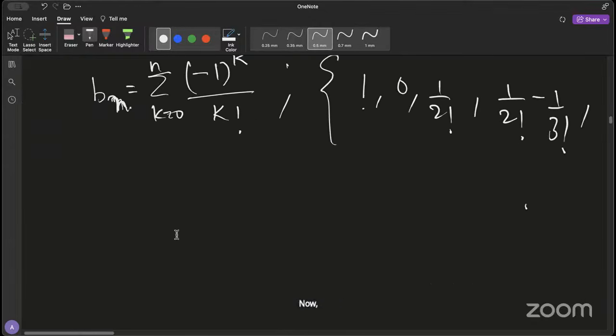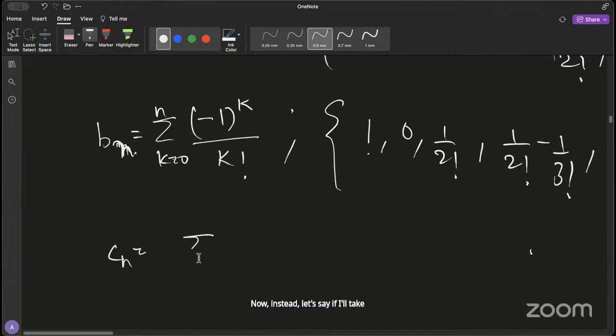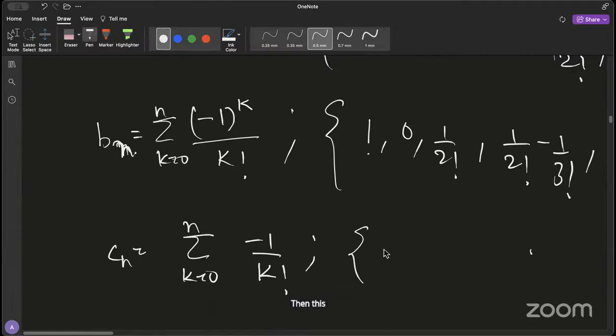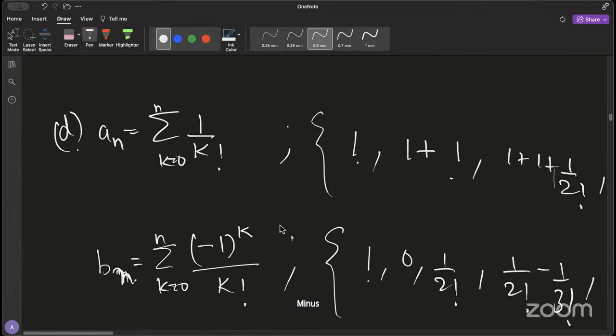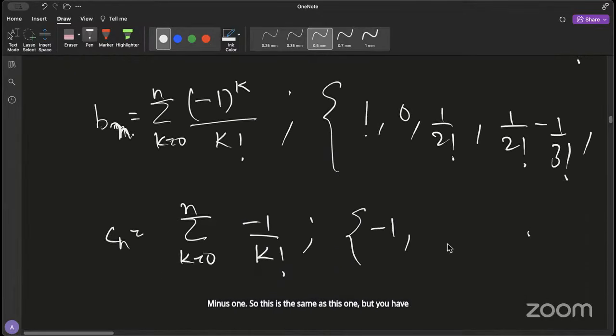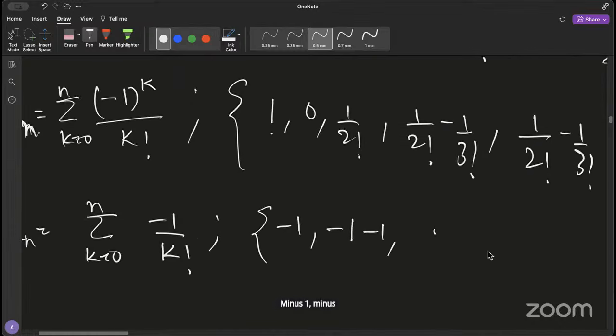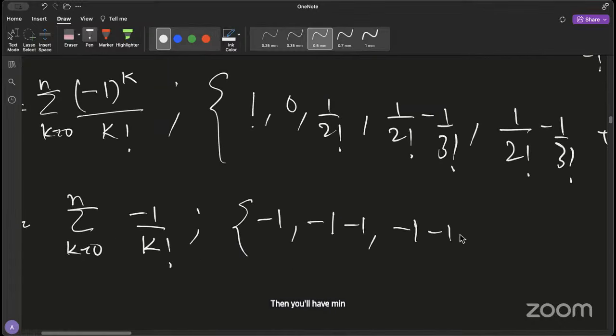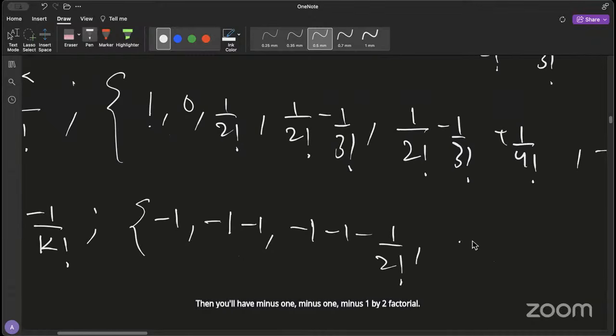Now instead, let's say I take summation k varying from 0 to n, and this time let's take minus 1 by k factorial. So this is the same as this one, but you have negative signs this time. So this will be minus 1, minus 1, minus 1. Then you will have minus 1, minus 1, minus 1 by 2 factorial. Then minus 1, minus 1, minus 1 by 2 factorial, minus 1 by 3 factorial.